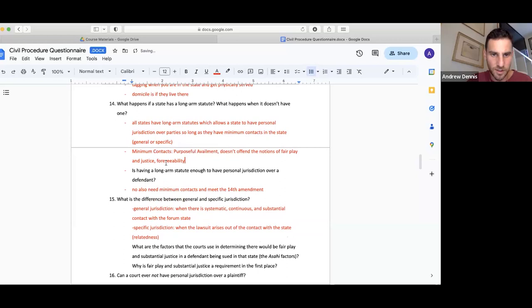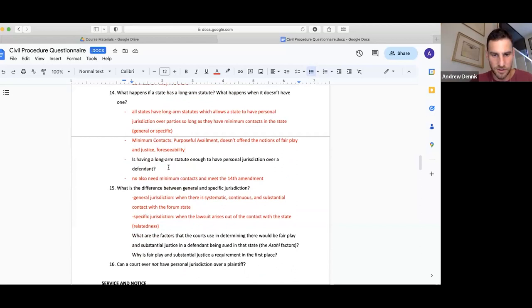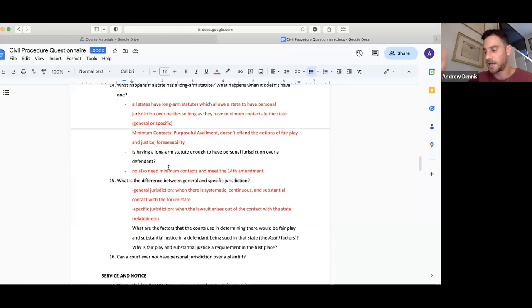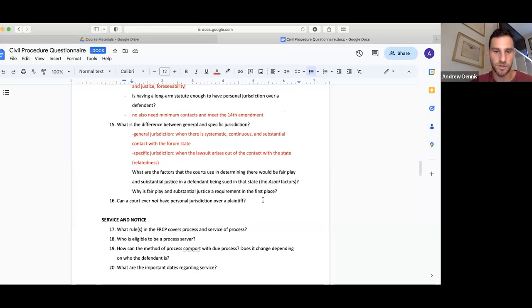We're going to look into the essays after this questionnaire, and then we'll be doing MBE questions, not next week, which is real property, but the following week, civil procedure. I switched it up so we do these factors sooner. Oh, here, this is what I'm talking about. What are the factors that the courts use in determining that there would be fair play and substantial justice in defendant being sued in that state?